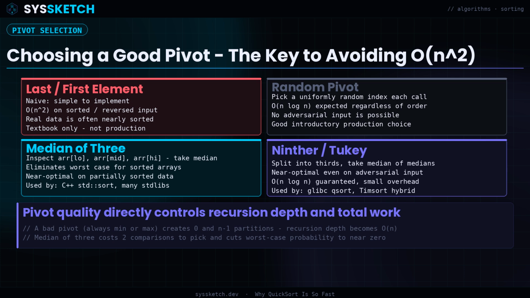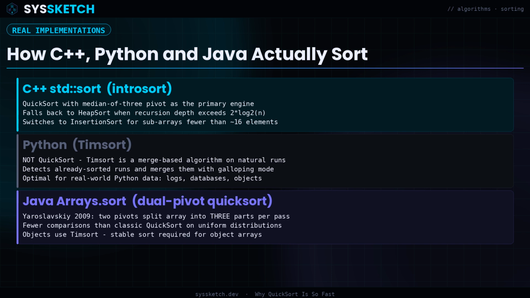C++ stdlib uses a hybrid called Introsort, designed by David Musser in 1997. It starts with QuickSort using median of 3 pivot selection. If the recursion depth exceeds 2 times log base 2 of n, a threshold that indicates the pivot selection is performing poorly, Introsort switches to HeapSort for the remaining subarray. HeapSort has a guaranteed O of n log n worst case but poor cache behavior, so you only want it as a fallback. For subarrays smaller than roughly 16 elements, Introsort switches to InsertionSort, which has very low overhead and excellent cache behavior for tiny inputs.